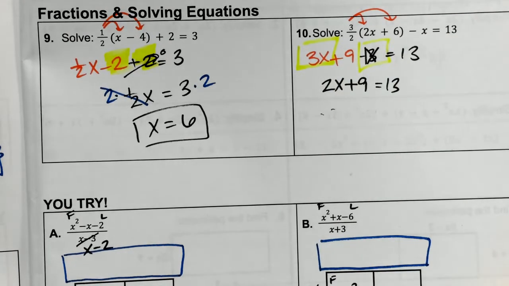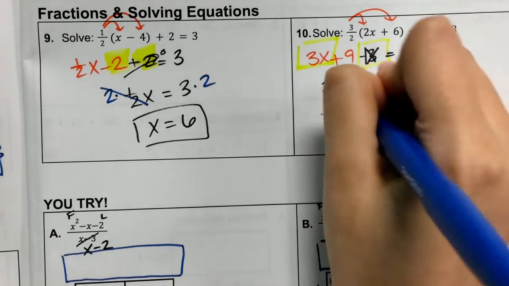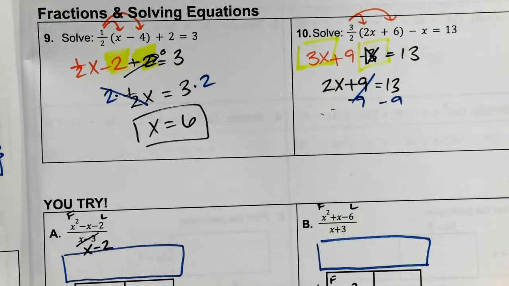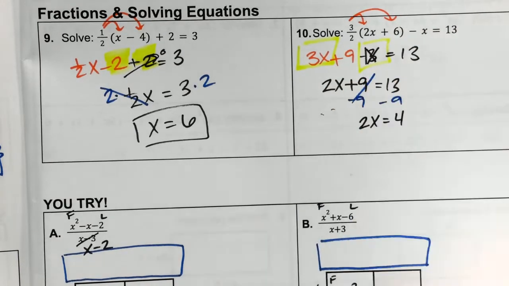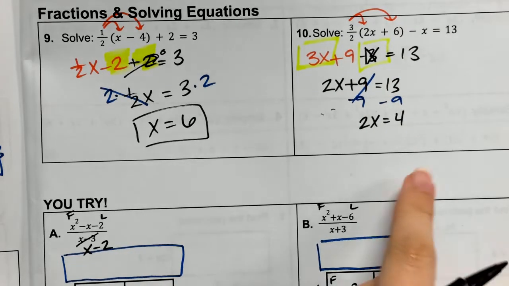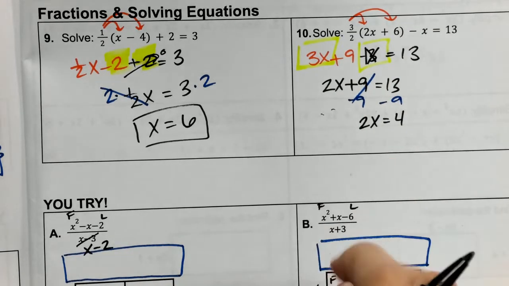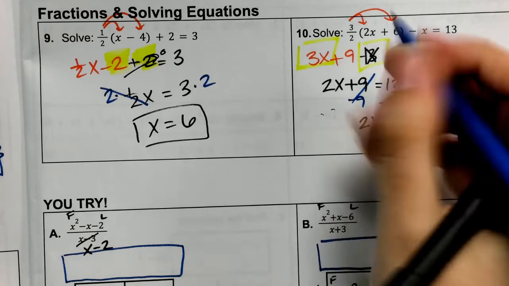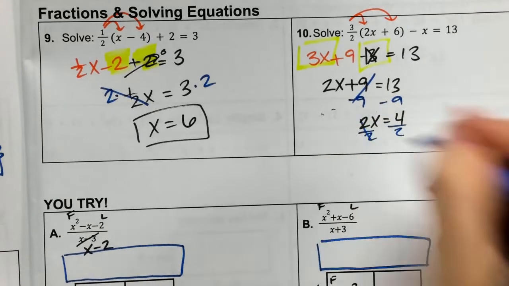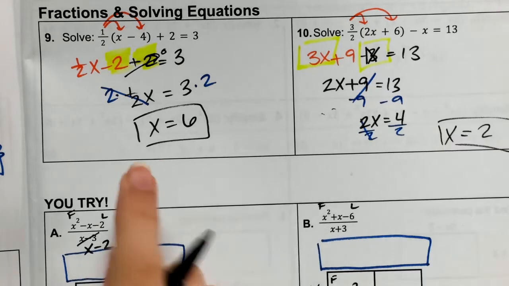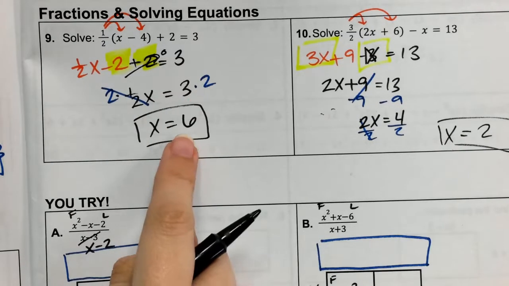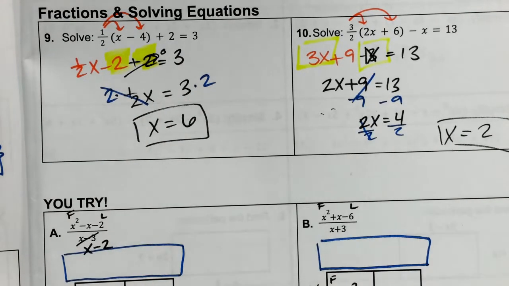Then this is just a 2-step problem. Subtract 9 from both sides. You get 2x equals 4. This time, x is being multiplied by 2, so you're going to divide by 2 on both sides. Make sure you know when to multiply by 2 to cancel out versus when to divide by 2 to cancel out.